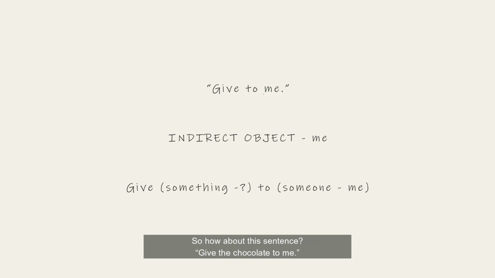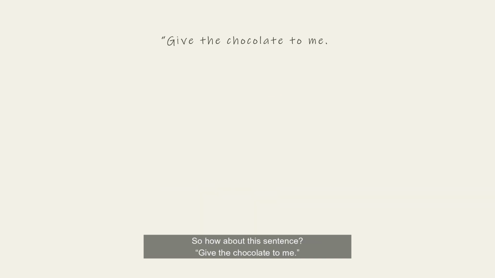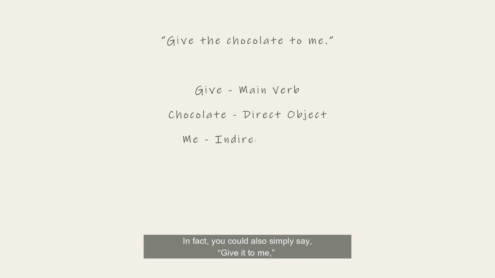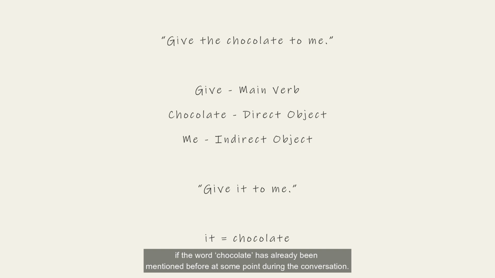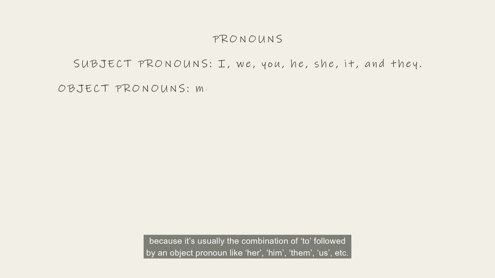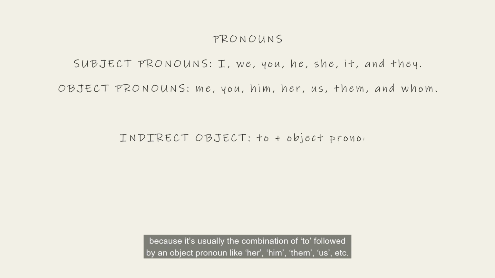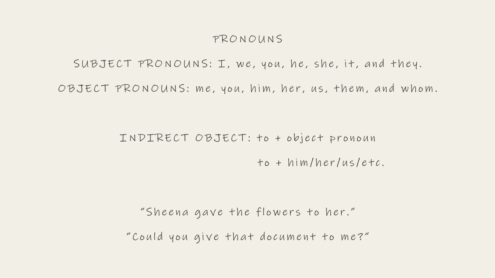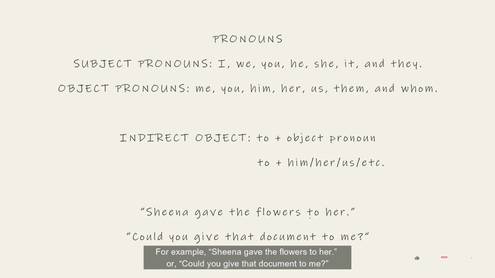So how about this sentence? Give the chocolate to me. Does it make sense? Yes, absolutely. In fact, you could also simply say, give it to me, if the word chocolate has already been mentioned before at some point during the conversation. In the case of pronouns, it's easy to figure out the indirect object because it's usually the combination of the preposition to, followed by an object pronoun like her, him, them, us, etc. For example, Sheena gave the flowers to her. Or, could you give that document to me?